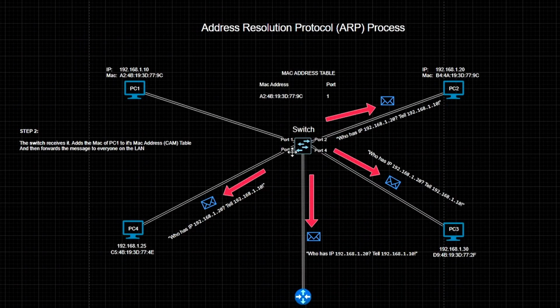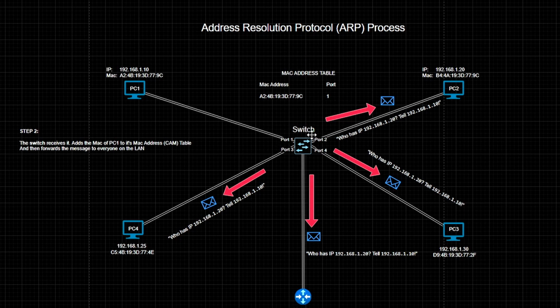What the switch will do, because the switch has a MAC address table, it will look at this packet, which is coming from port 1. So what is the MAC address connected to port 1? What is the MAC address of that computer connected to port 1? The MAC address is A24B19 3D779C. So it would record that in its MAC address table. Say this MAC is at port 1.